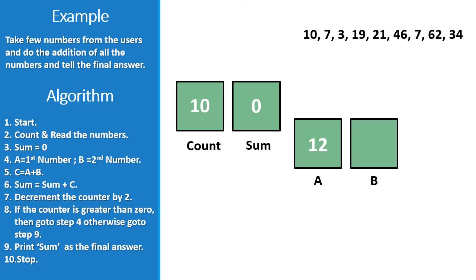Similarly, we need another location with the name B where we will be saving the second number. Moving to step 5, we have to define a new memory location with the name C in order to store the addition of A and B. After this, the sixth step is a critical step. It means that one should add the value present in box C to the value already present in box sum and store the obtained result in the box sum itself.